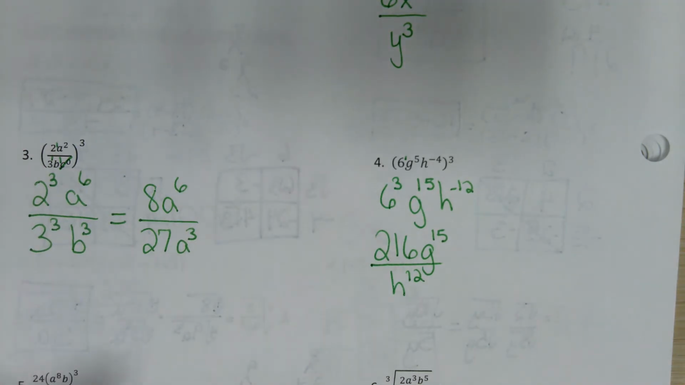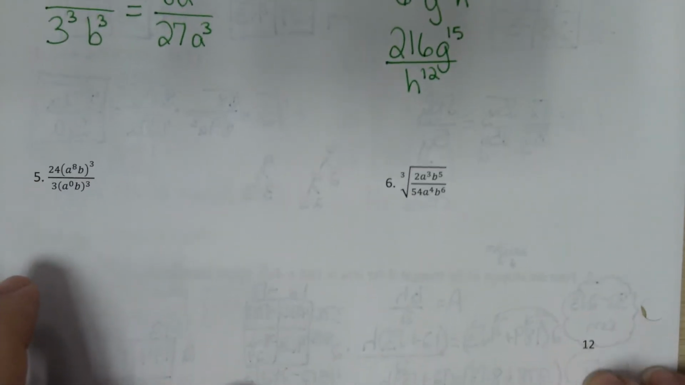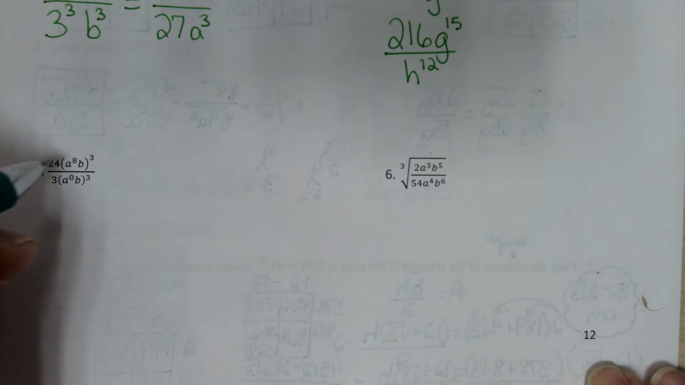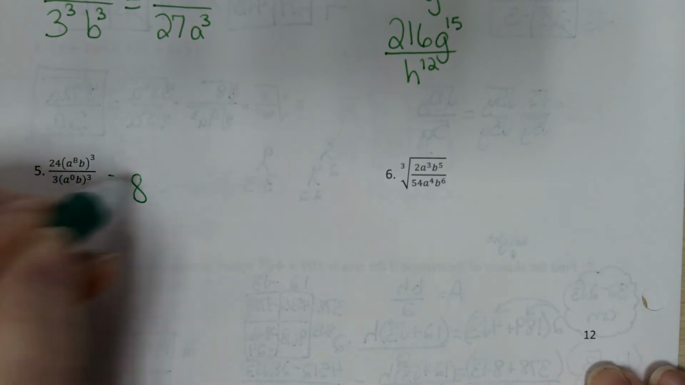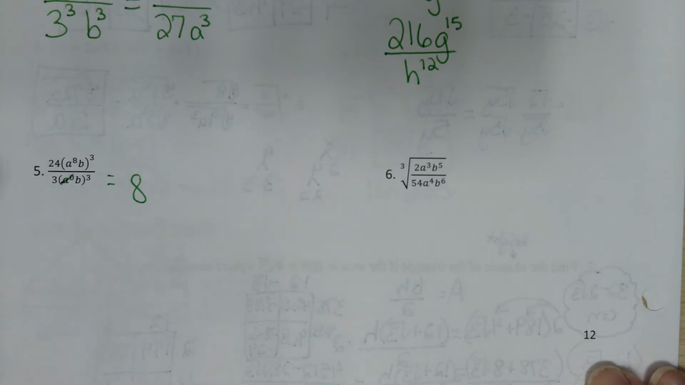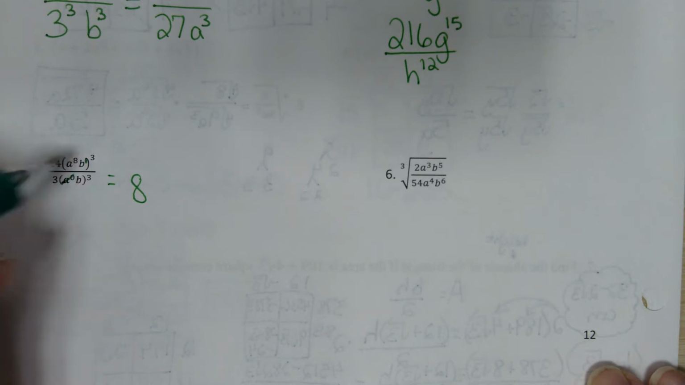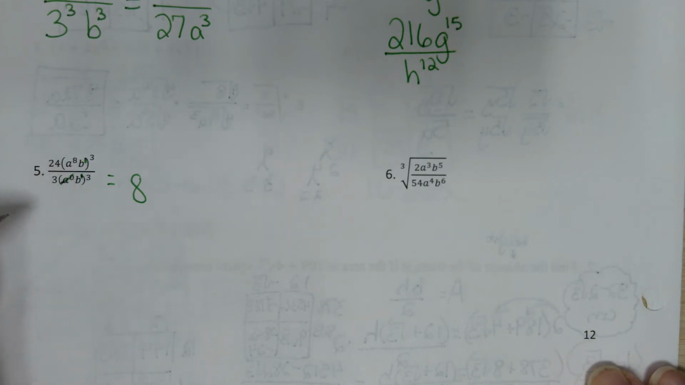Now it meets all 4 requirements of a simplified monomial, so I'm done. For number 5, I can simplify this 24 over 3. It becomes just 8. And then inside of these parentheses, the only thing I can do is say a to the 0 is 1. So I will take each of the exponents and multiply them by the power outside.